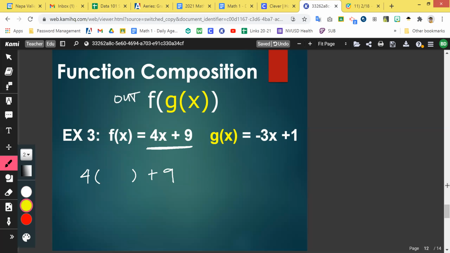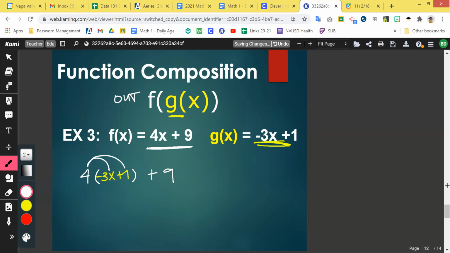Now looking at the inside, g is on the inside. So I'm plugging this into the parentheses: negative 3x plus 1. Now we are going to distribute, so we're going to take the 4 on the outside and distribute that, meaning multiply.